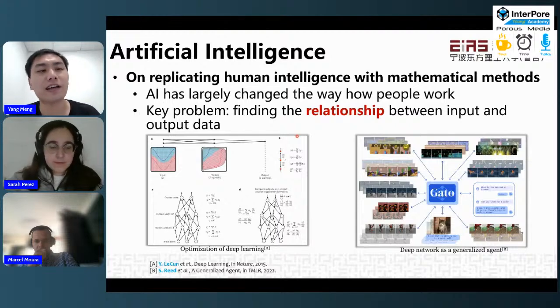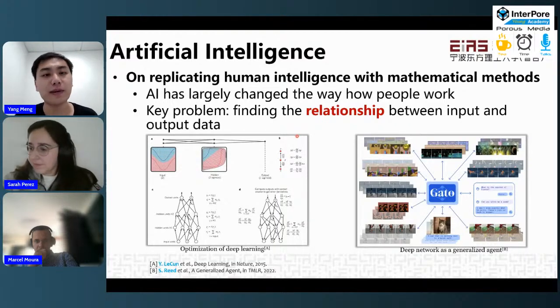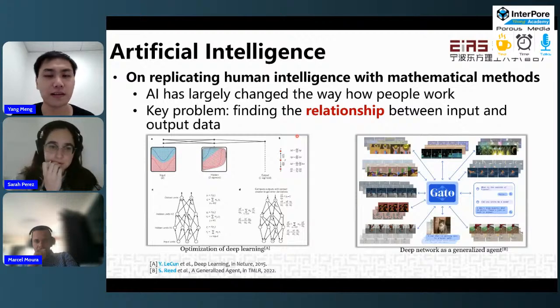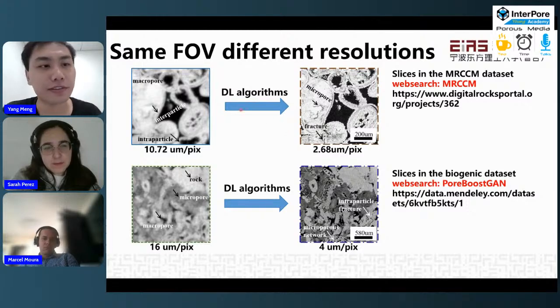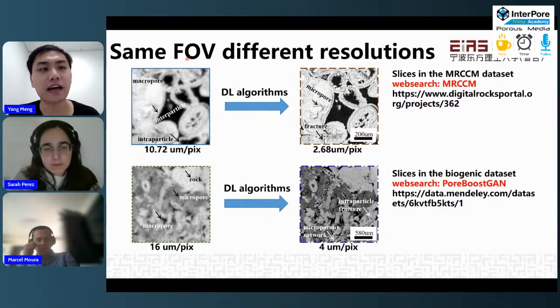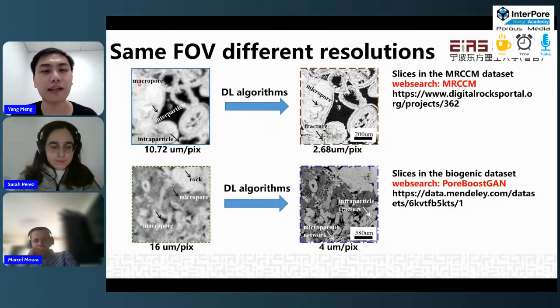Artificial intelligence is about replicating human intelligence with mathematical methods, and the key problem is to find the relationship between the input and output data. So in this task, what are our input and output? Now we can fix the FOV, the field of view. In the images on the left and the right, you can see the same thing, but they have different resolutions.